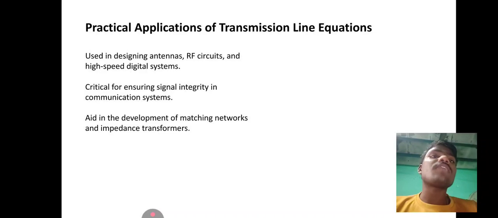Practical applications. Transmission line equations are used in designing antennas, RF circuits, and high-speed digital systems, critical for ensuring signal integrity in communication systems and in the development of matching networks and impedance transformers.